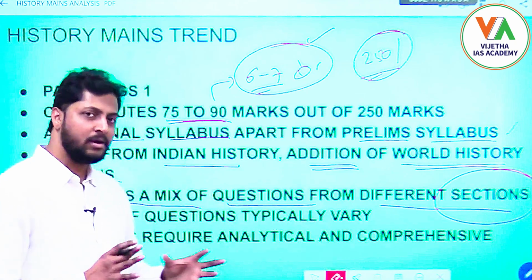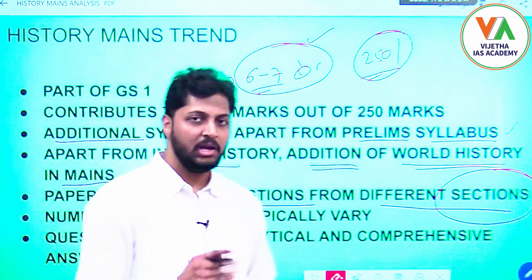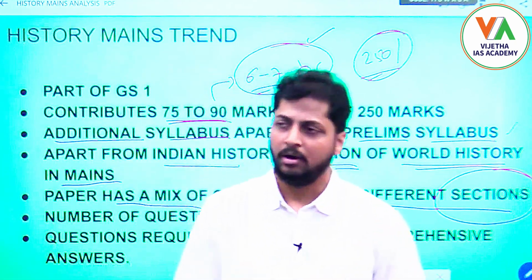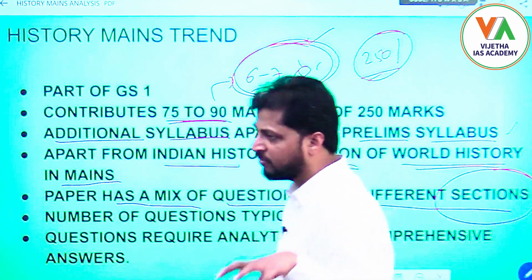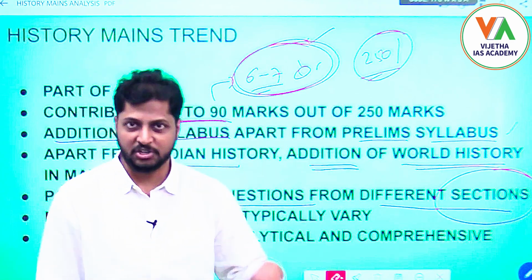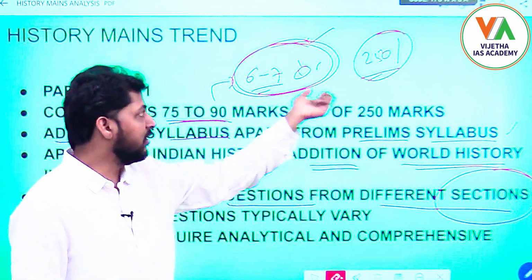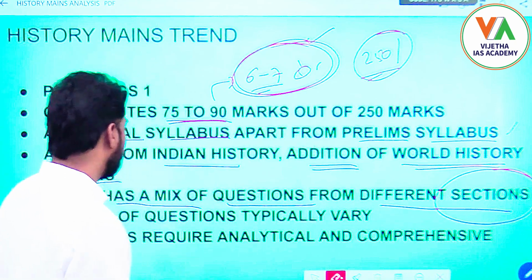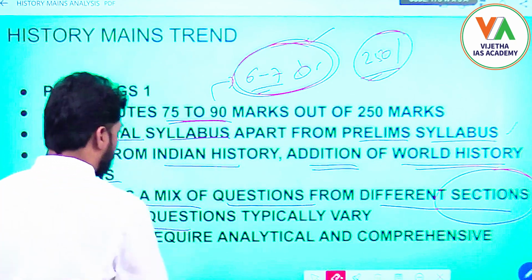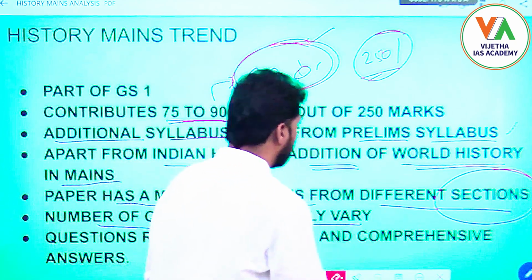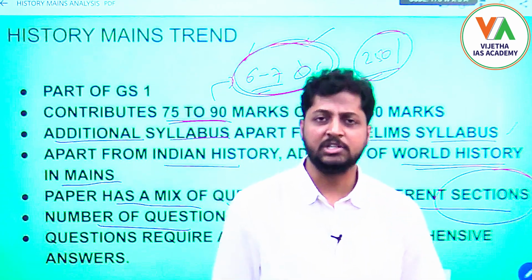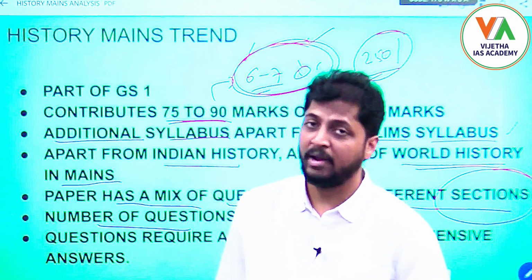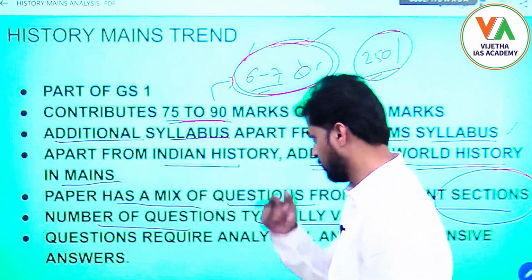So, the pattern of questions from these sections varies from year to year, but however, they will keep on asking 6 to 7 questions compulsorily from the history sections, which makes nearly 75 to 90 marks. Questions typically vary from year to year. Sometimes in some years the paper may have 6 questions, in some years the paper may have 7 questions, right.